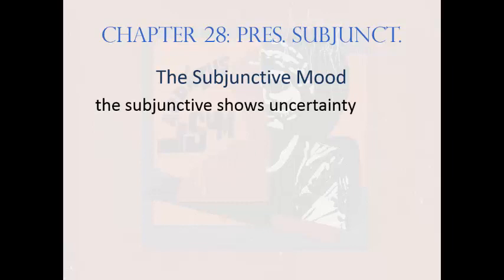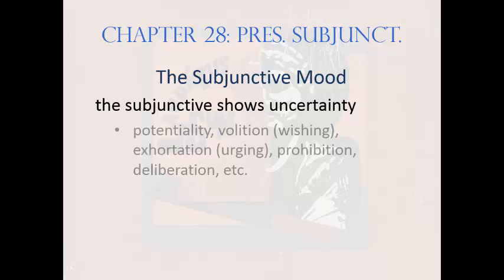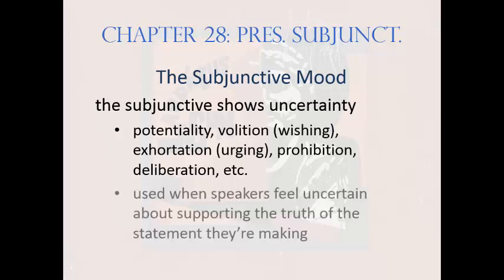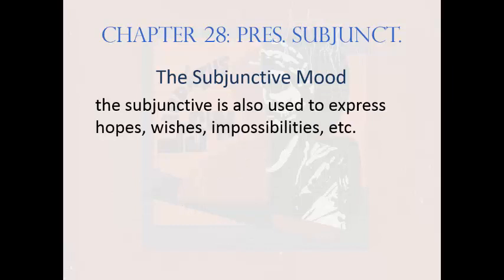The simplest way to look at the subjunctive is to see it as the opposite of the indicative. Where the indicative represents fact, the subjunctive reflects uncertainty, or as the grammar books say, potentiality, volition, that's wishing, exhortation, that's urging, prohibition, deliberation, and so on. A simpler way to look at it is the subjunctive is used when speakers feel somehow uncertain about supporting the truth of the statement they're making. This can include hopes, wishes, even impossibilities. For example, if it were raining, but it's not, we would not be standing outside, like we are, so stop whining about the weather.